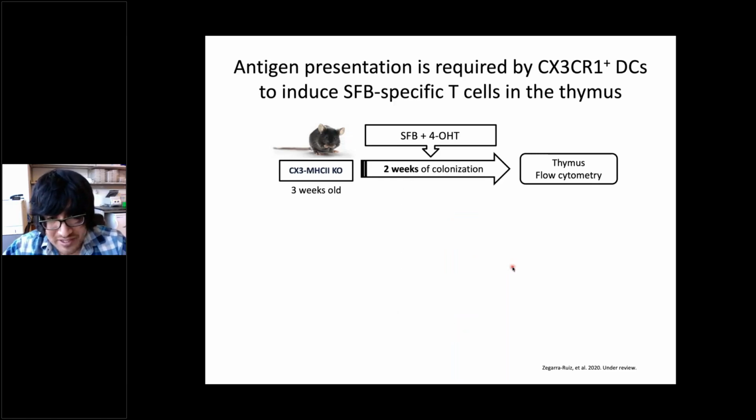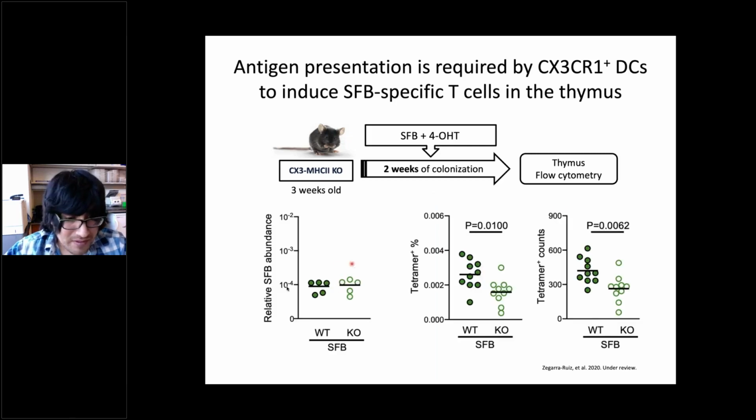To understand if antigen presentation by these cells was also required for this process, we used our CX3 MHC knockout mice, in which by injection of tamoxifen, we are able to stop antigen presentation by inhibiting the expression of MHC class 2. So we colonized these mice with SFB, and we analyzed SFB-specific T cells in the thymus. First, we realized that by blocking MHC in the CX3CR1 positive cells, we are not decreasing the amount of SFB DNA found in the thymus. However, we are significantly decreasing the frequency and numbers of tetramer positive cells. So basically, our SFB-specific T cells are not being generated when we block CX3CR1 cells from presenting antigen.